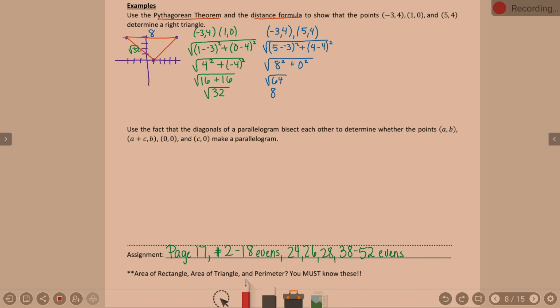Okay, what else do we need to find? 1, 0, 5, 4. x minus x, 5 minus 1 squared, y minus y, 4 minus 0 squared. So 4 squared and 4 squared. 16 and 16. Square root of 32.